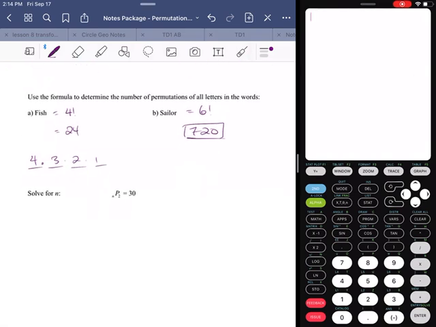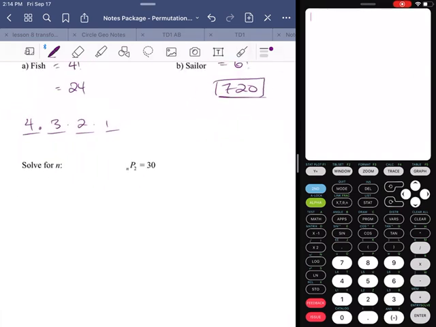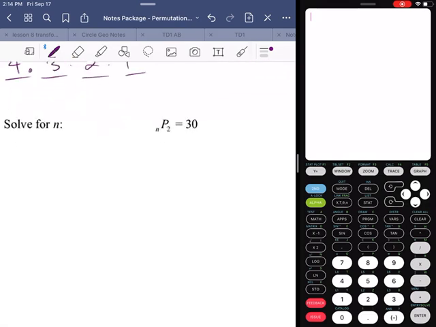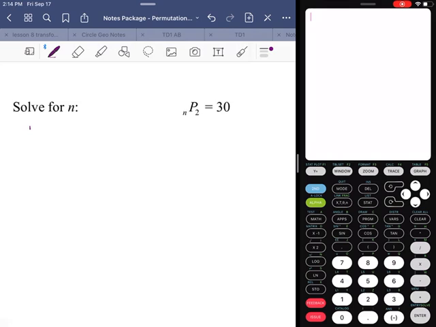Okay. Well, what's different about this one? We are missing a variable. So what we're going to do is we're going to use the formula that we got before, that n factorial over n minus r factorial gives us what we need. So we're going to set this equal to 30, and we know that n is still just n factorial. That's what we're looking for.